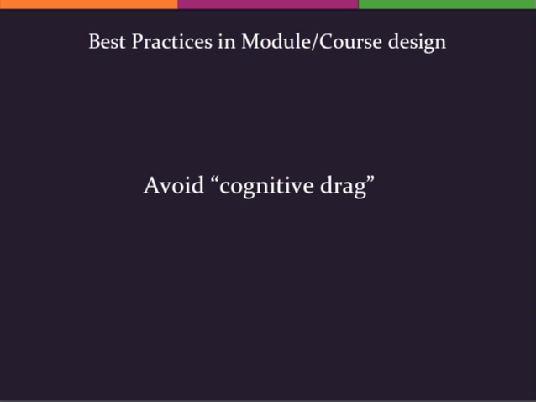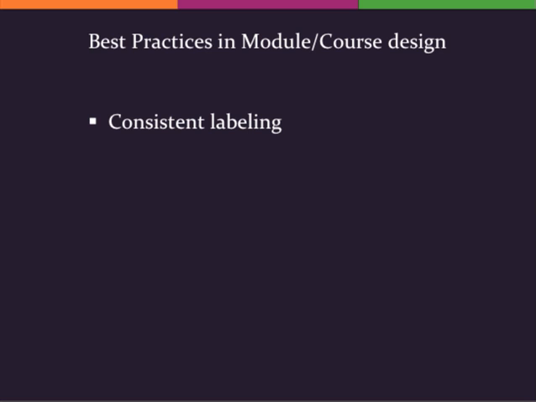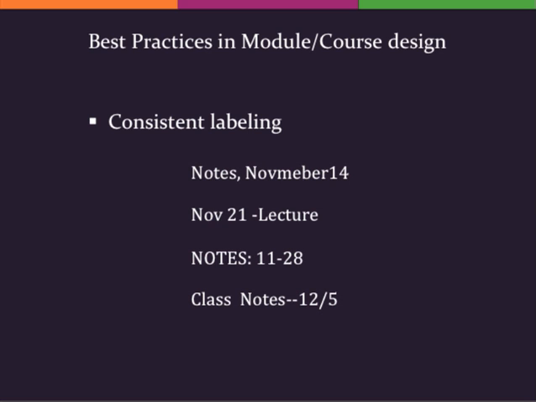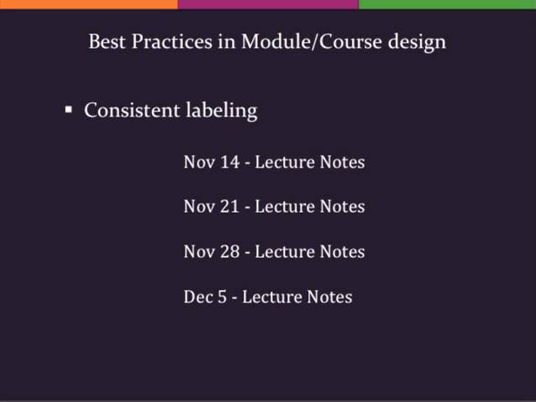So the goal is to avoid something we call cognitive drag. And by that I mean getting slowed down by searching for information that should be easy to find. So to do this, the first thing to consider is consistent labeling. For example, here are 4 ways of labeling lecture notes. And the inconsistency not only looks unprofessional and disorganized, but parsing them, especially a full list of them, causes cognitive drag. Instead, pick a labeling style and just be consistent with it.